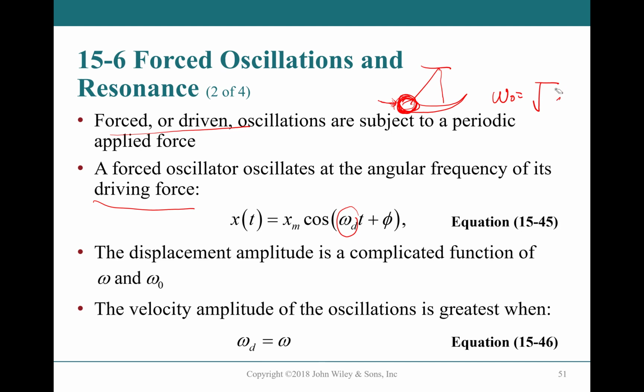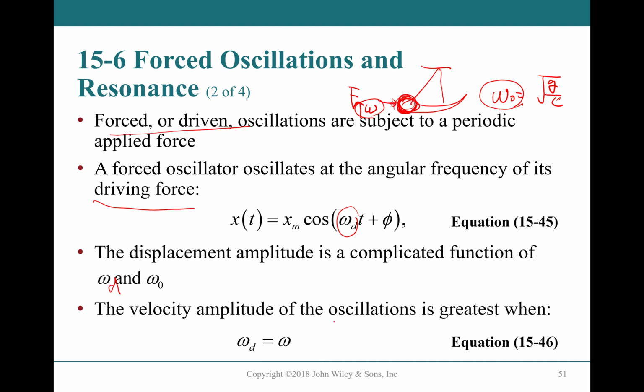Oh, this is not k over m. This is square root of g over l. This is a pendulum, not a mass-spring. But then we have a driving force that has frequency omega d. So this force here also has its own frequency. And what will happen when resonance happens is these two frequencies equal each other. So the displacement is a complicated function of omega d and omega zero.